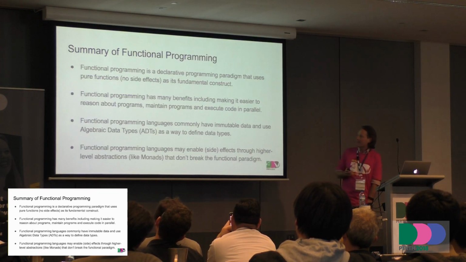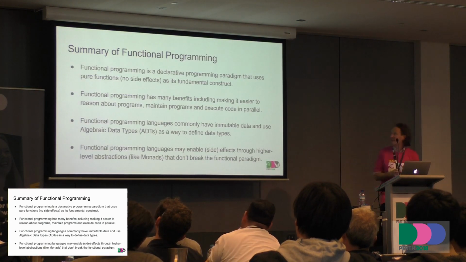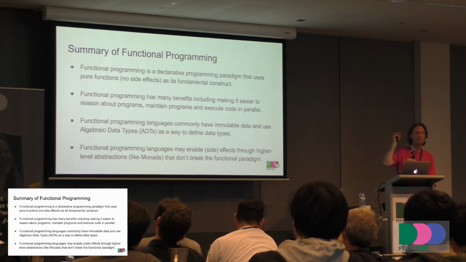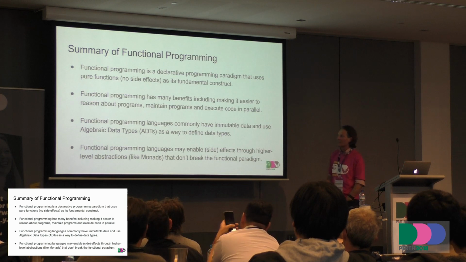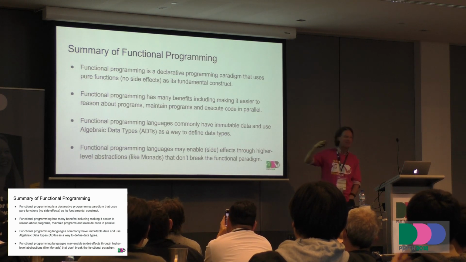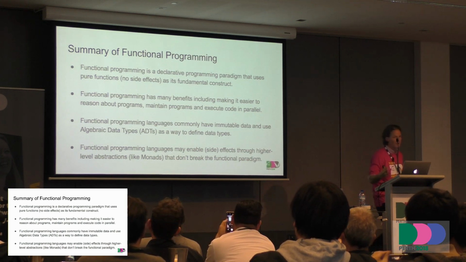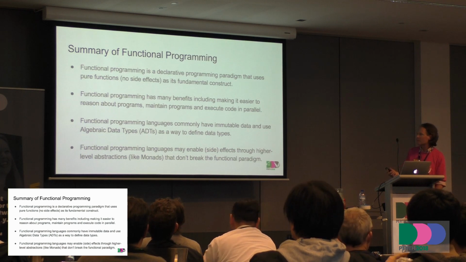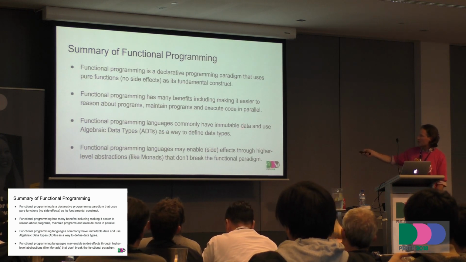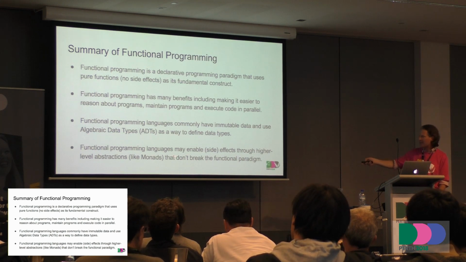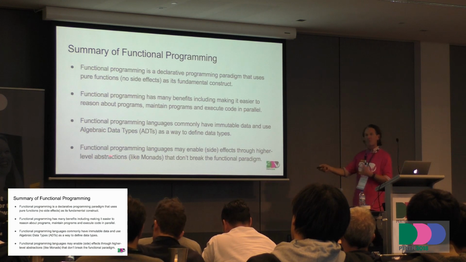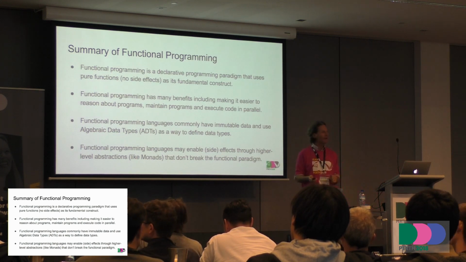In summary here, functional programming is a declarative programming paradigm that uses pure functions, no side effects, as its fundamental construct. It has many benefits, makes it easier to write programs, to prove programs, to parallelize programs. We commonly use immutable data types and abstract data types, and we implement things that do side effects using these monads, but we don't break the functional programming paradigm.